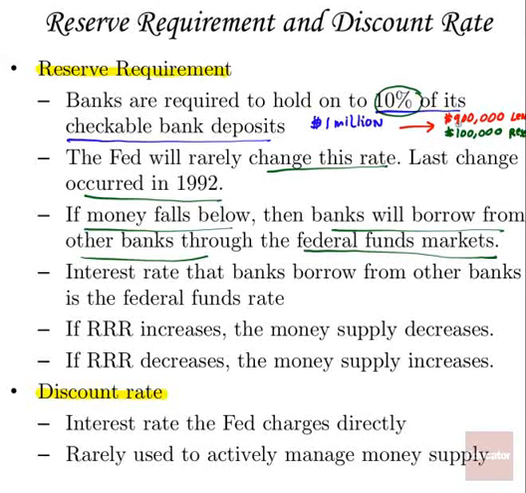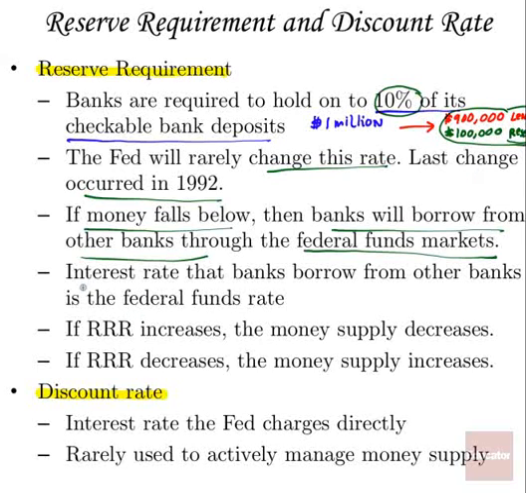But again, if for some reason Bank of America lends out $900,000 and someone withdraws money and they don't have that $1 million, well, they have to kind of make up this amount that they have to keep in reserve. So Bank of America might borrow from Wells Fargo in the federal funds market.